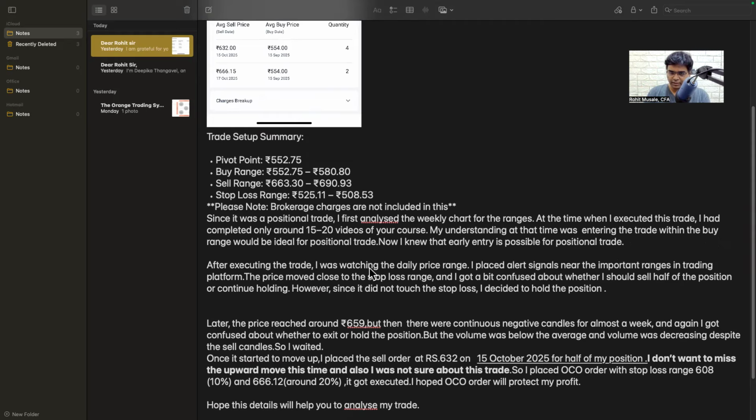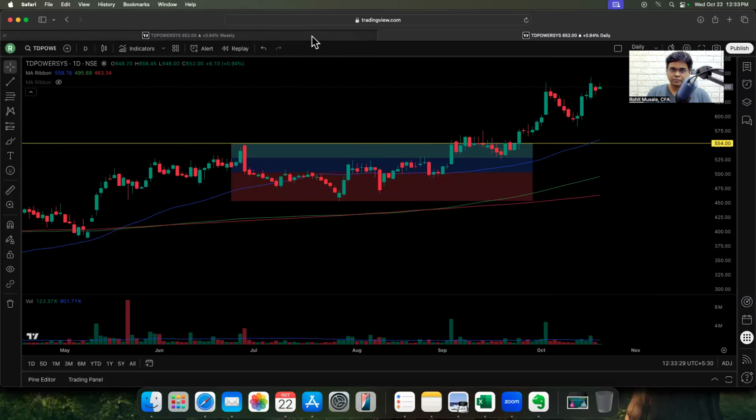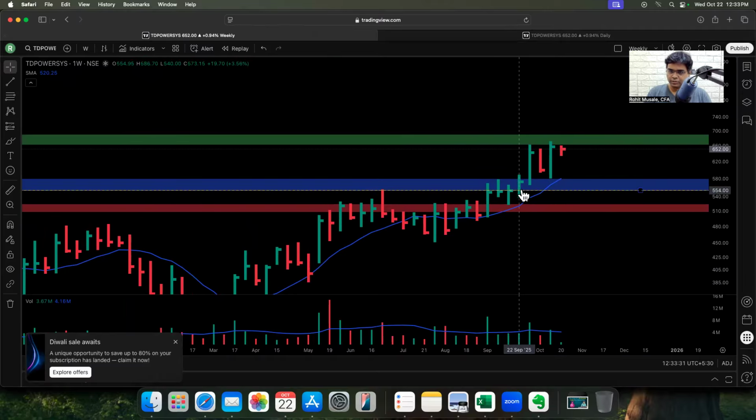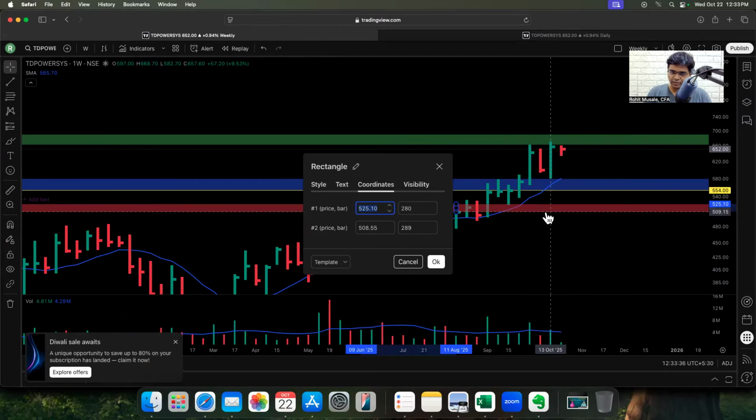After executing the trade, I was watching the daily price range. So she's saying she was watching the range. Range means high and low. I placed alert signals near the important ranges in the trading platform. So she placed alerts. Let's go back to the weekly chart. She took the trade at the yellow line and then she placed alerts at these levels. For example, she must have placed an alert at 525.10. Then she must have placed an alert at 508.55 because that is the range.